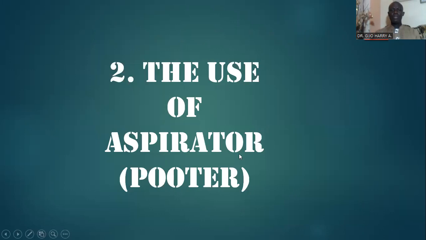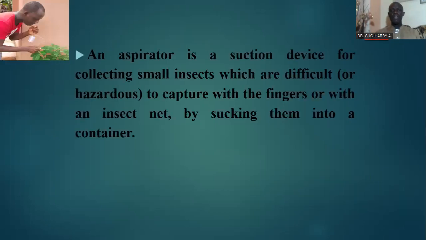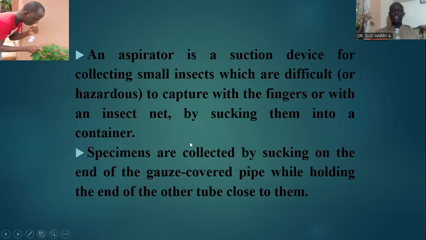Then we also use aspirators to collect insects. Now, what is an aspirator? An aspirator is a suction device for collecting small insects which are difficult or hazardous to capture with the fingers or with an insect net, by sucking them into a container. Specimens are collected by sucking on the end of the gauze-covered pipe while holding the end of the other tube close to them. Now, this is an aspirator.